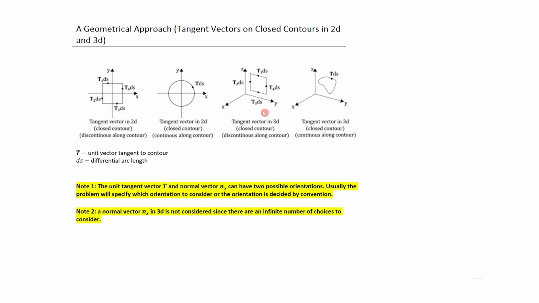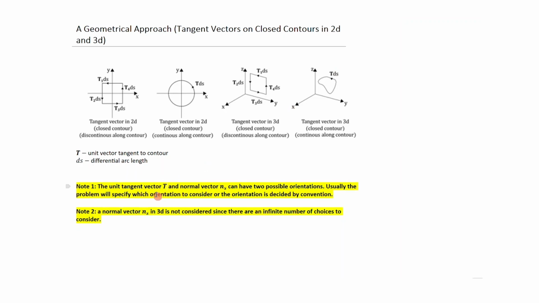If we look at 3D, then we could have a contour of this form in 3D, which would look like this, for example. It doesn't have to be. Or you could have a closed contour which is continuous along the contour in 3D. So this would be the 3D analog of the 2D case. So this, and this, and this, and this.